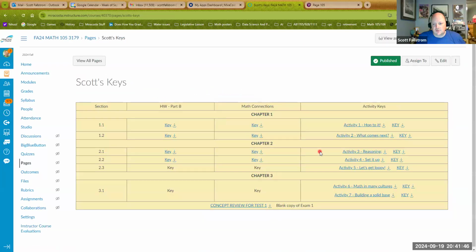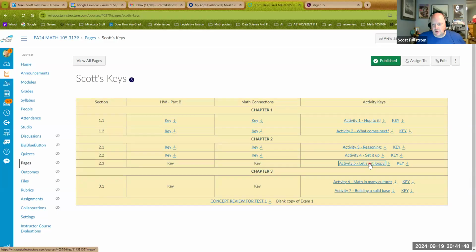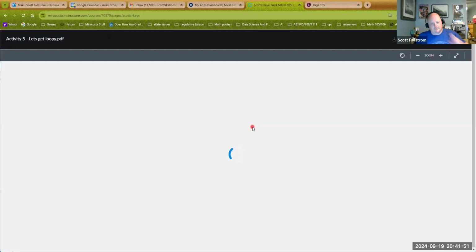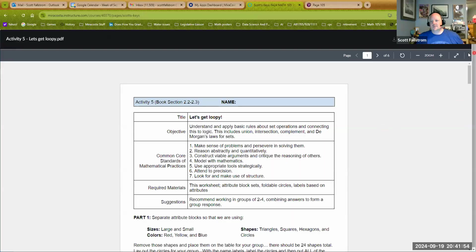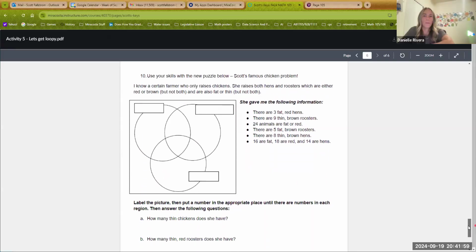Let's see your link to Scott's Solutions. I think it was Let's Get Loopy, if I remember right, because I'm pretty sure in Let's Get Loopy I said, and here's Scott's famous chicken problem. Yep, there it is. Now I agree, I really threw a curveball because instead of saying hens and roosters, red and brown, fat and thin, I think I said shiny and dull, rubies and opals or something like that, small and big or whatever it was. But the concept is exactly the same. I wasn't trying to change the concept at all. I tried to keep it exactly the same as what we had during class.